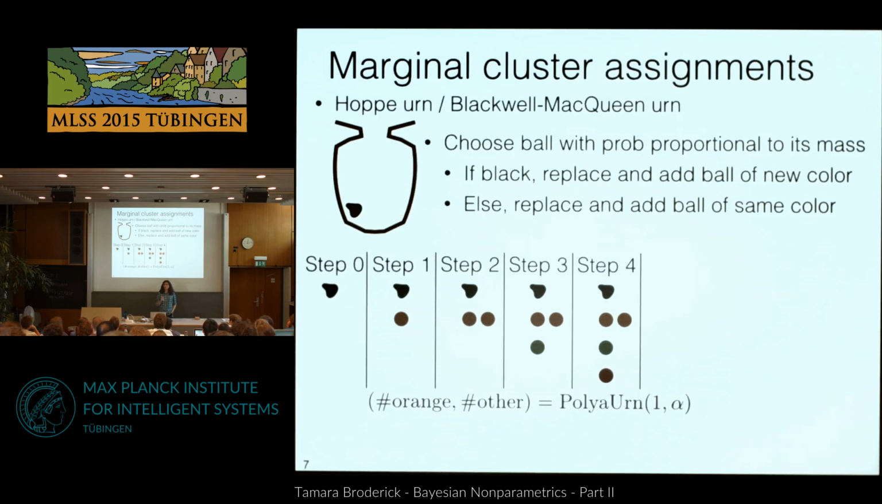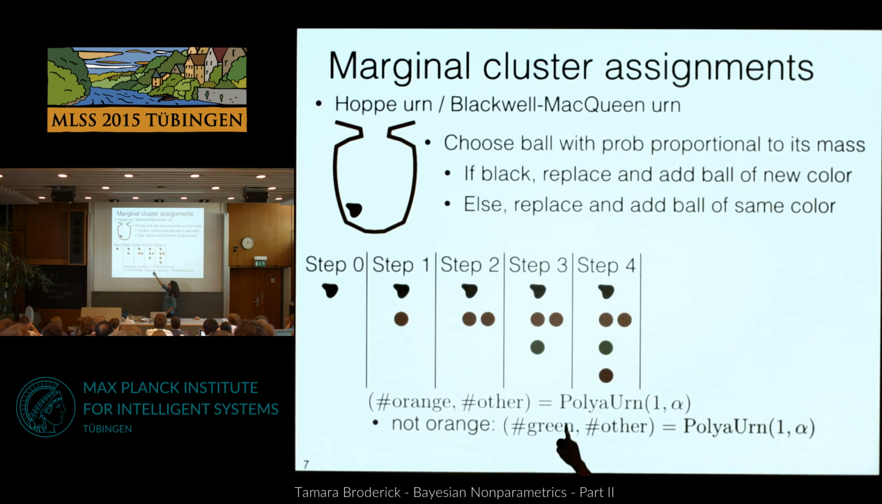Want to be a little bit more explicit? Yes, and what does the 1 correspond to? 1 for the green ball and alpha for the not green. Great. So exactly right, it's the same. If we ignore the orange balls, starting from step 3, we have 1 green ball and alpha not green balls. Going forward from that step, whenever we choose a green ball, we're going to get another green ball. And whenever we choose a not green ball, we're going to get a not green ball. And so this is a polyurn 1 alpha.